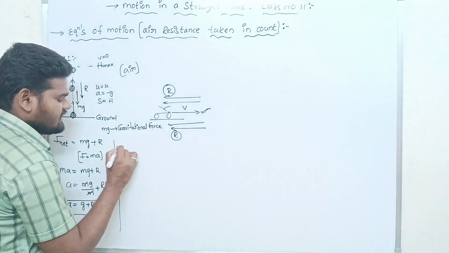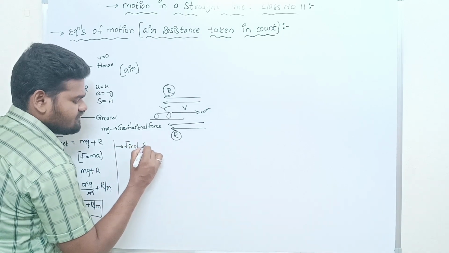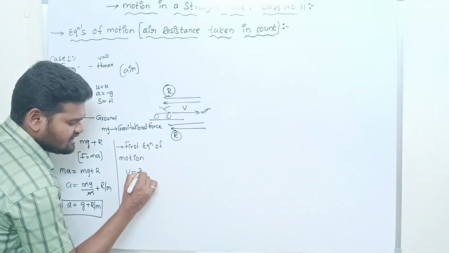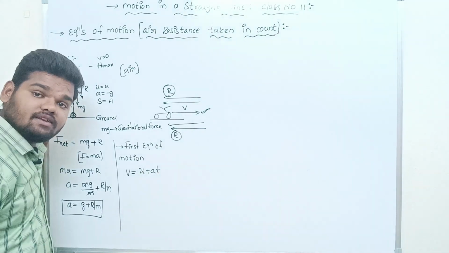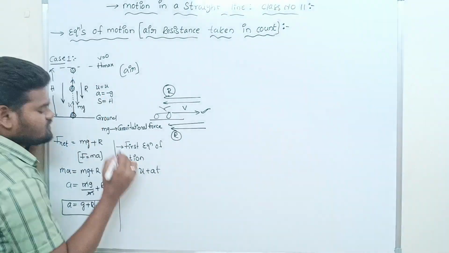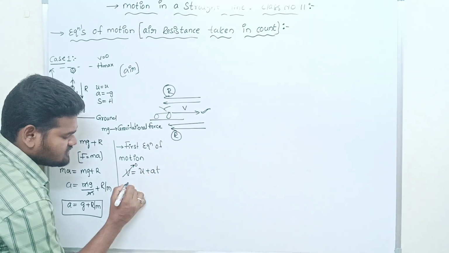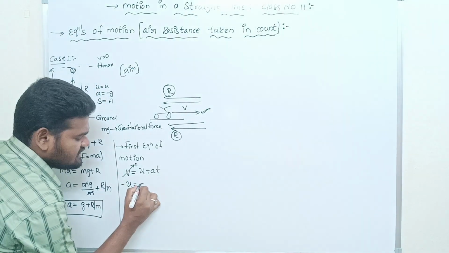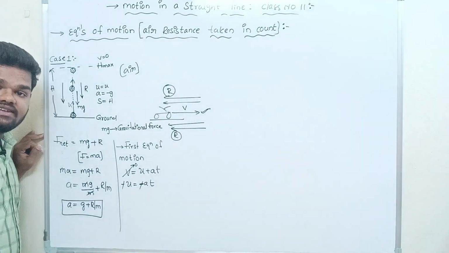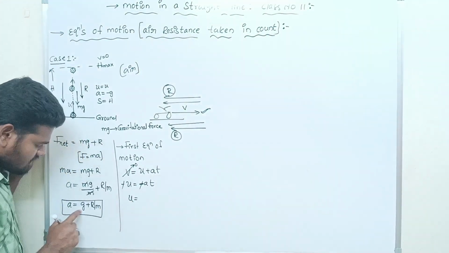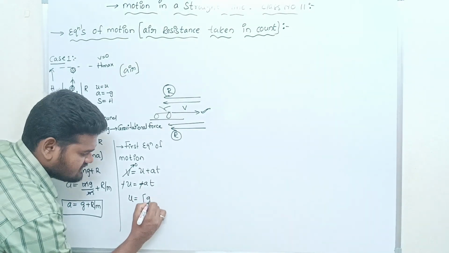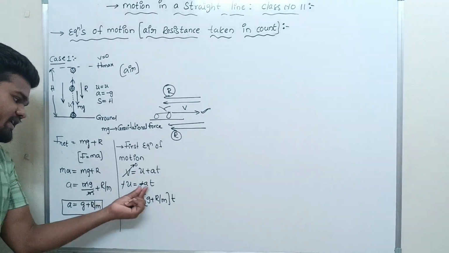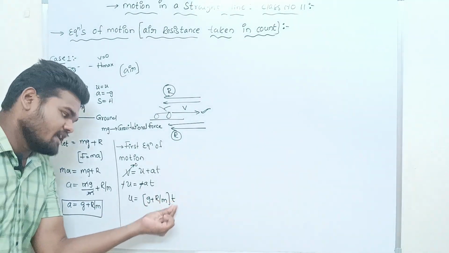Next up, I'm taking the first equation of motion. What is our first equation of motion? v = u + at. What is the final velocity of the object at maximum height? 0. If u comes to this side, it becomes -u = -at. It is an upward projected body, and acceleration due to gravity is negative, so minus minus gets cancelled out. So u = at. What is the value of a? a = g + r/m. I've substituted this a value here, so u = (g + r/m) t.